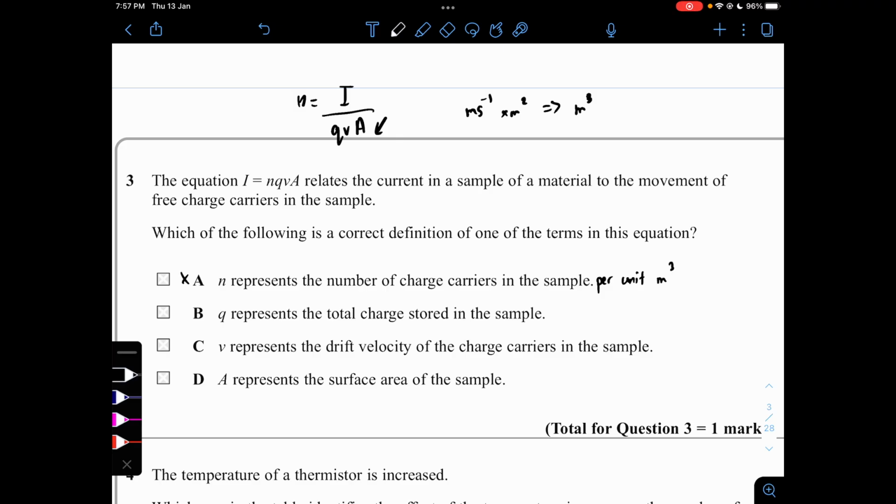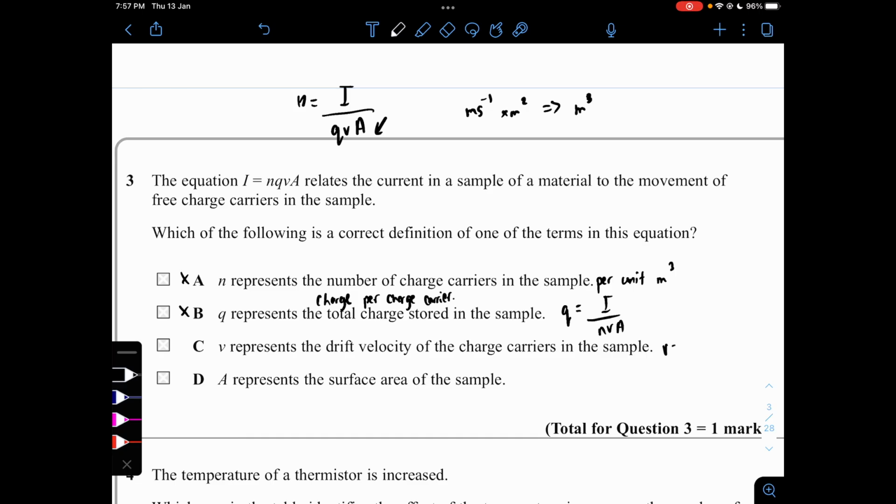Q represents the total charge stored in the sample. Now that's false, because we know q represents the charge. If we were to rearrange, q would be, from I equals nqvA, q represents the charge per charge carrier. The number of charge carriers is n, how many of them we have. So that's wrong. What about C?